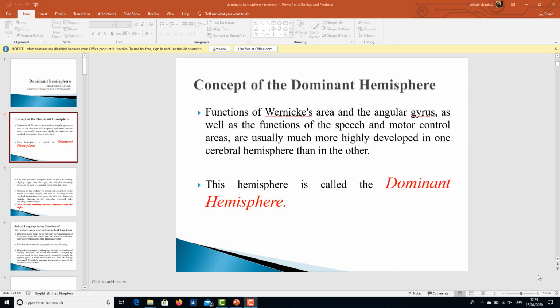Today we are going to learn about the concept of dominant hemisphere. Now, what is the dominant hemisphere, how does it work, and what are the roles of different areas in this? Now, let's talk about them in detail.